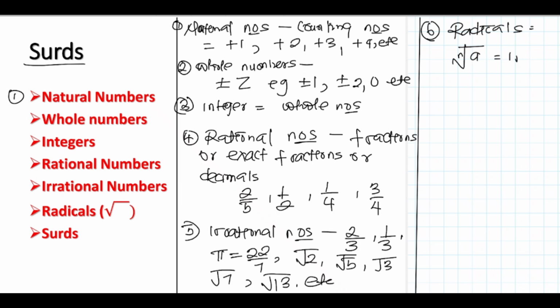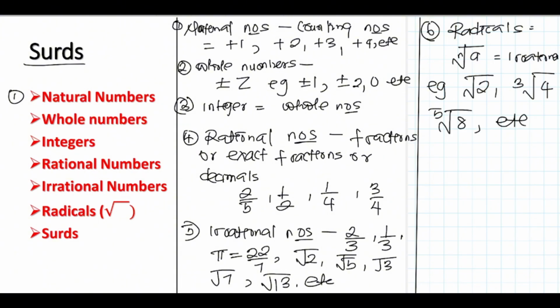They are also irrational numbers, but they are in the form of roots. For example, you can talk about the square root of 2 or the cube root of 4. You can talk about maybe the fifth root of 8, etc. These are radicals. And then finally, our destination, surds.